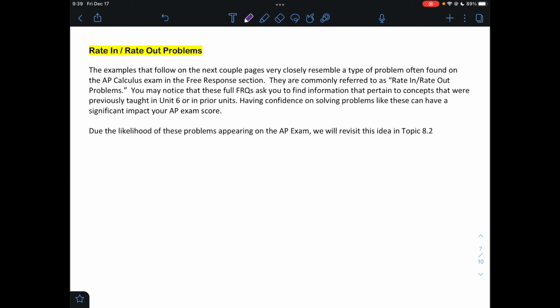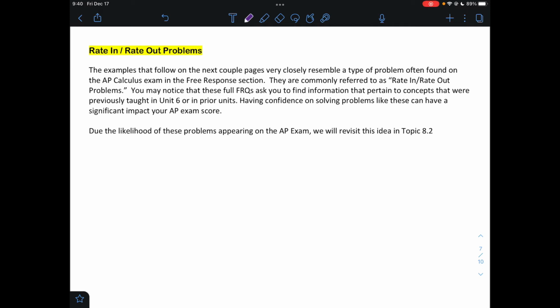Okay, the next thing we're talking about is rate in, rate out problems. The examples that follow in the next couple of pages very closely resemble a type of problem often found on the AP Calc exam in the free response section. They are commonly referred to as rate in, rate out problems. You might notice that these full FRQs, free response questions, ask you to find information that pertained to concepts that were previously taught in Unit 6 or in prior units as well. Having confidence in solving problems like these can have a significant impact on your AP score.